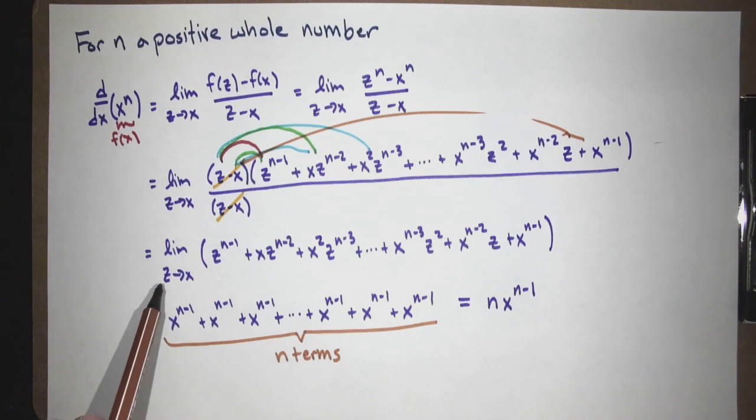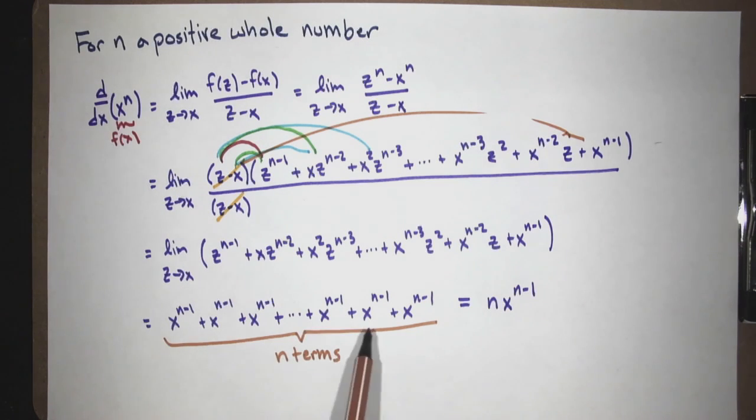Woohoo! Now z goes to x, so you have a whole bunch of x to the n minus 1s. How many? You have n of them. And so you have n x to the power n minus 1. And we're done. That's the whole argument. Now, we will get it for general numbers. This is for whole positive numbers. All right, so that's x to the n.